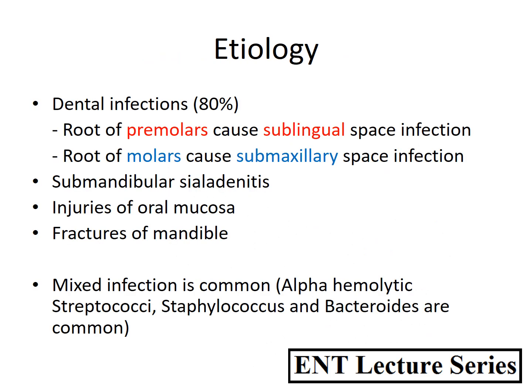The etiology of Ludwig's angina: 80% of the cases of Ludwig's angina are because of dental infections. The premolars cause sublingual space infection because their roots are above the mylohyoid muscle, while molar infections cause submaxillary space infection because the roots of the molars are below the mylohyoid muscle. So the most common cause or etiology for Ludwig's angina is dental infections, premolars and molars.